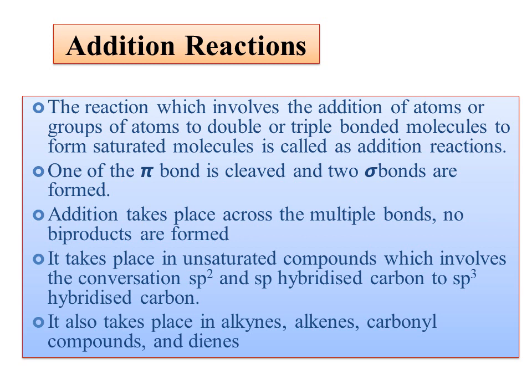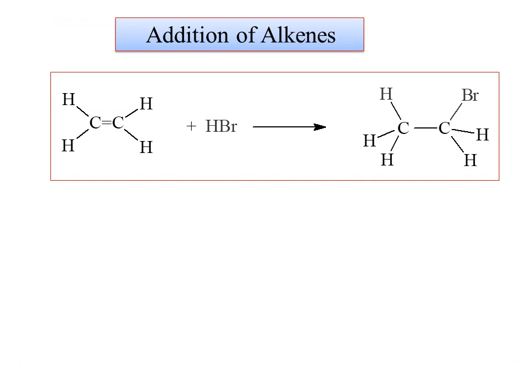Here generally the addition takes place across the double bond, across the multiple bonds. It may be a single bond or it may be a double bond. Generally sp2 hybridized carbon gets converted into sp3 hybridized carbon. This reaction takes place for alkenes, alkynes, carbonyl compounds and dienes. Consider the addition of HBr to an alkene. Here I have taken a symmetrical unsaturated alkene that is made to react with HBr. The H gets split as H plus and Br minus, and H will go and attack one carbon atom, Br will go and attack the other carbon atom.